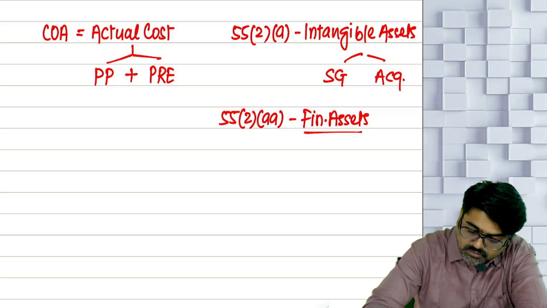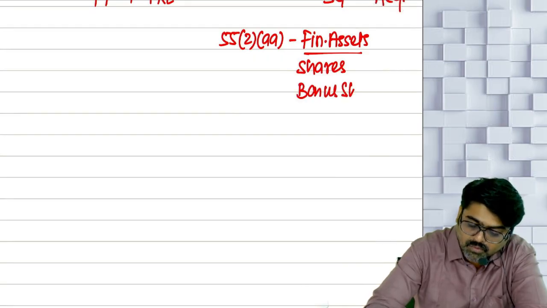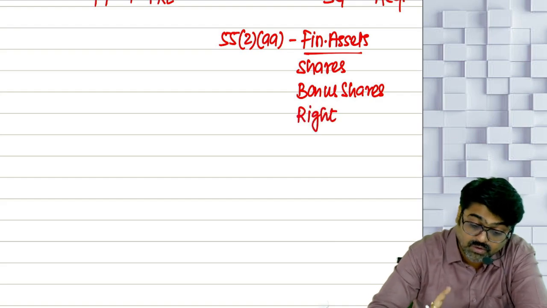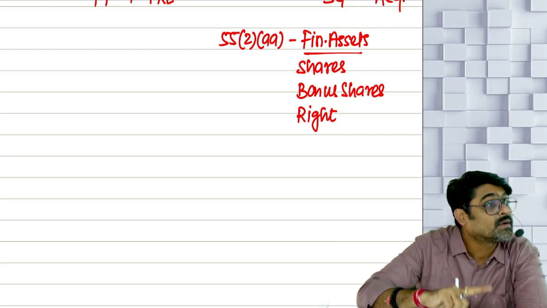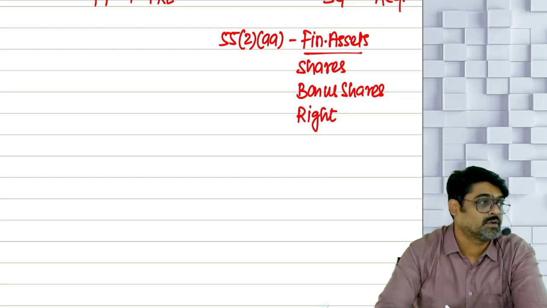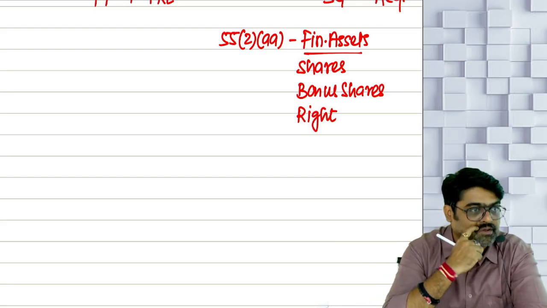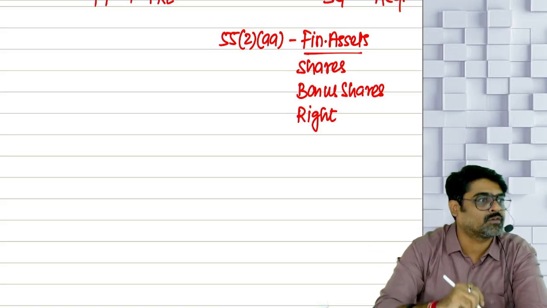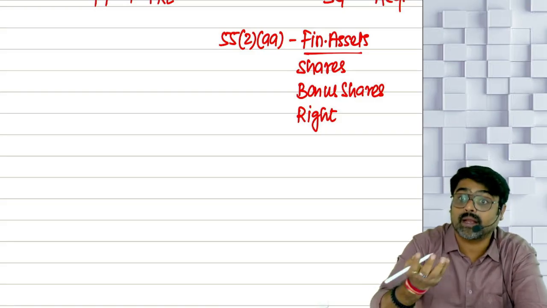Financial assets means shares. Then on the basis of these shares, you are going to get bonus shares. Then you are going to get right. And if you exercise this right, then you will get right shares. Or you can renounce this right in the favor of someone. That is known as relinquishment. So when you renounce that right, the capital gain will be calculated on renouncement of right also. What will be the cost of that right in that case? Yes or no?